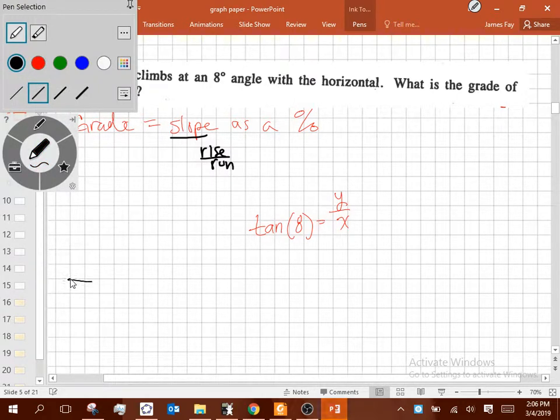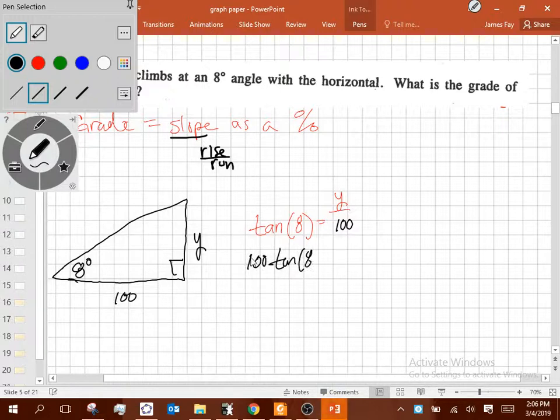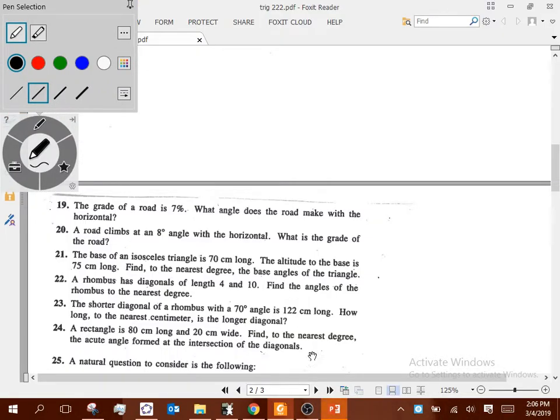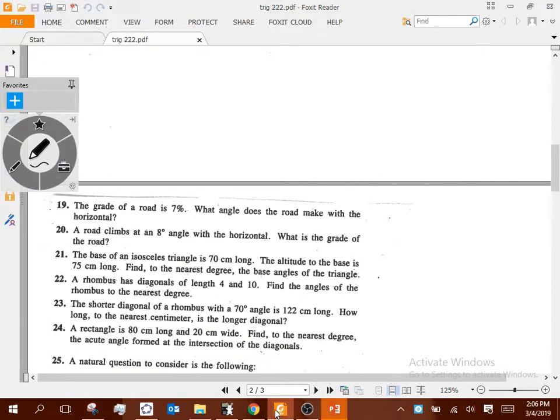But I think visually it makes sense to say, if I'm working with that as being 8 degrees, this is y, let's let x be 100. So it might be 100 feet, 100 meters, whatever the unit is. Would you agree that tangent of 8 is equal to y over 100? Can I then say 100 tangent of 8 is equal to y? And what that's going to give me is my, let's say, my elevation.